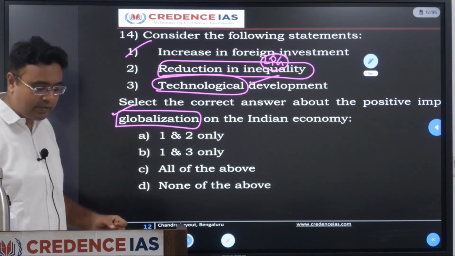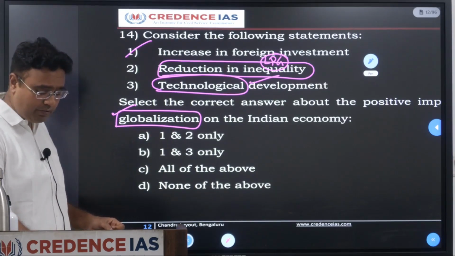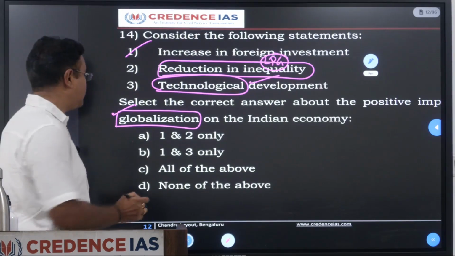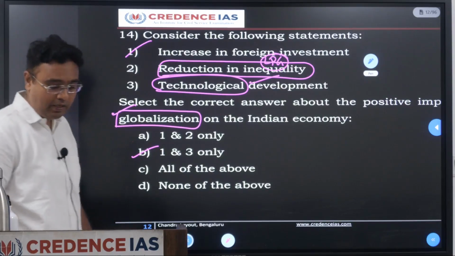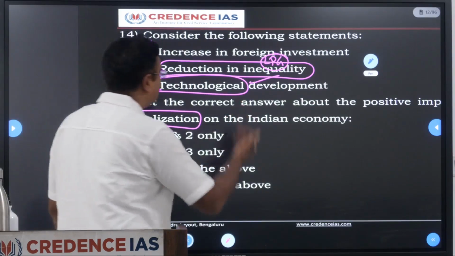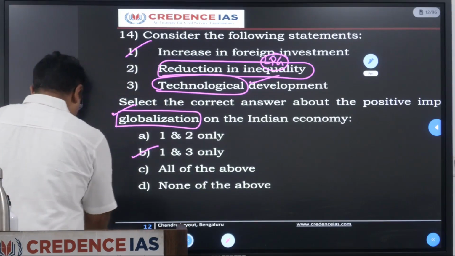So select the correct answers. Given this, you can see that the correct answers will be only 1 and 3. That is, the answer is B. So this is what we can understand with regard to globalization. Moving on to the next question.